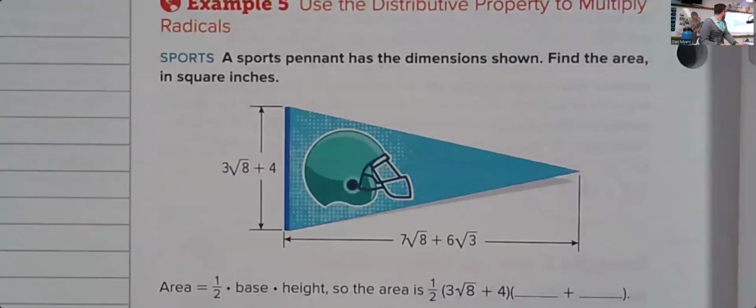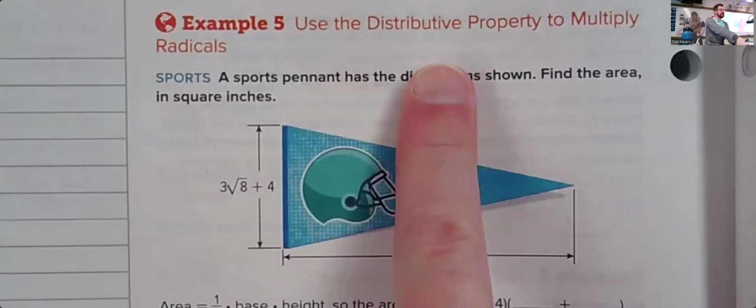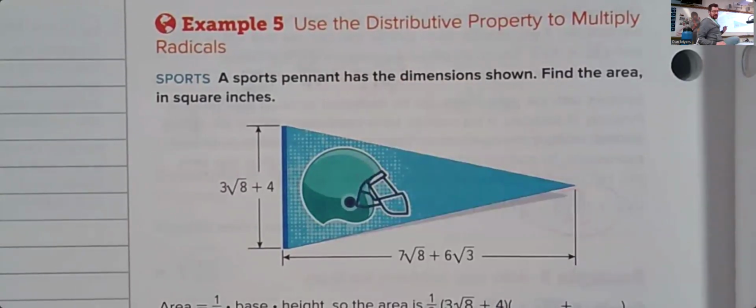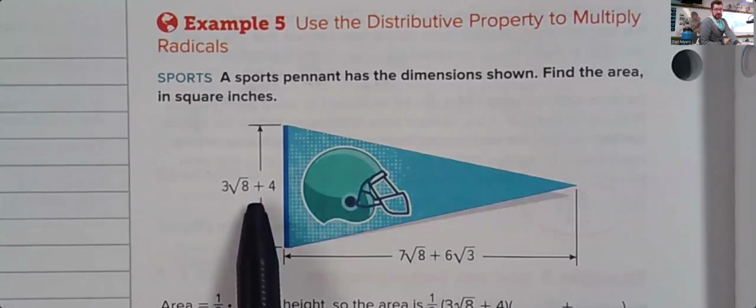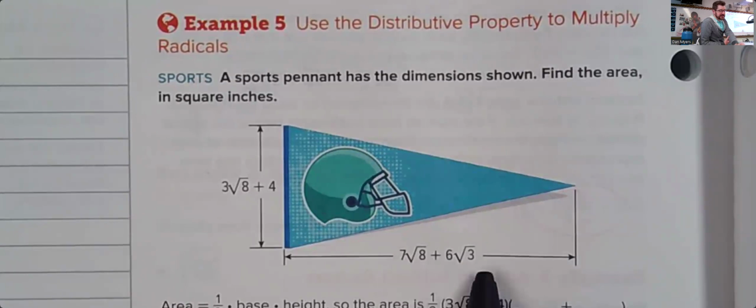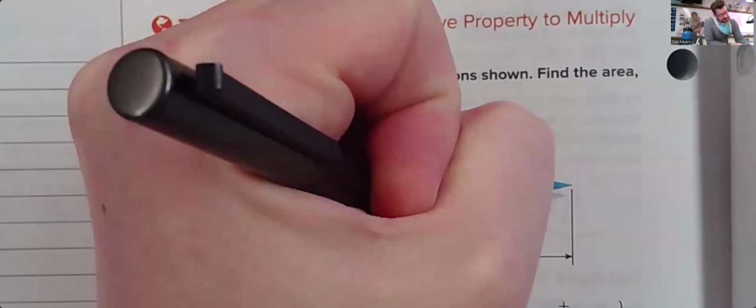Hey, this time we actually have an application problem. Here we go. So we're going to use the distributive property to multiply radicals. It literally tells us what we're going to do here. A sports pennant has the dimensions shown. Find the area in square inches. So it is triangular in shape. The base of that triangle is 3 root 8 plus 4. The height of that triangle is 7 root 8 plus 6 root 3. So here's the base. Here's the height.